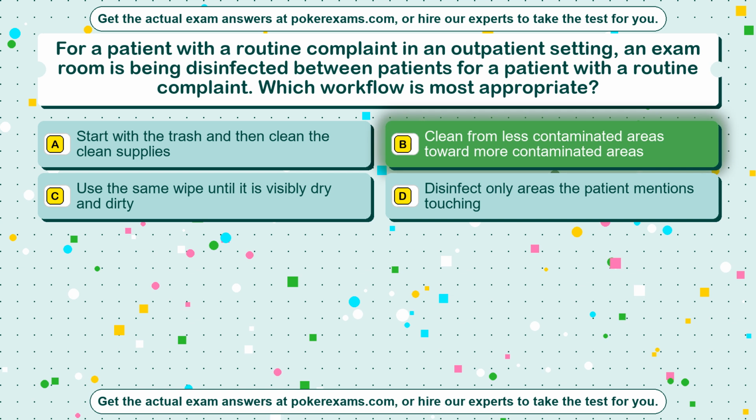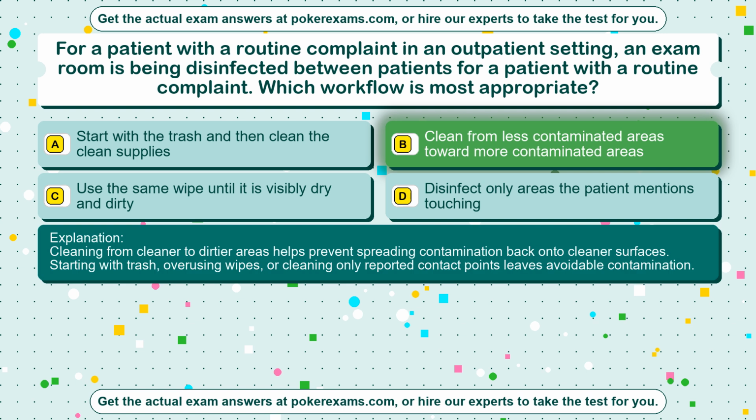The correct answer is option B, clean from less contaminated areas toward more contaminated areas. Cleaning from cleaner to dirtier areas helps prevent spreading contamination back onto cleaner surfaces. Starting with trash, overusing wipes, or cleaning only reported contact points leaves avoidable contamination.